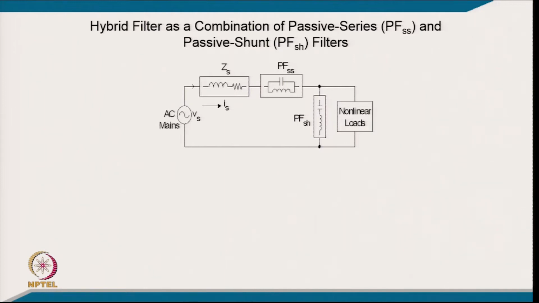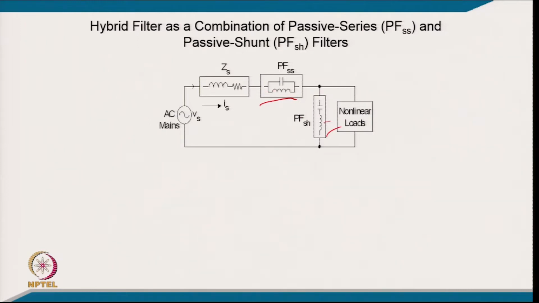So, here you can call it the passive series, and we have a passive shunt. This is considered quite a good topology, in the sense that you have a shunt filter in parallel to the load. Normally, for loads of the current-fed kind, we have this kind of configuration with a shunt passive filter. The drawback of the passive series is taken care of by the passive shunt, and the drawback of the passive shunt is taken care of by the passive series.